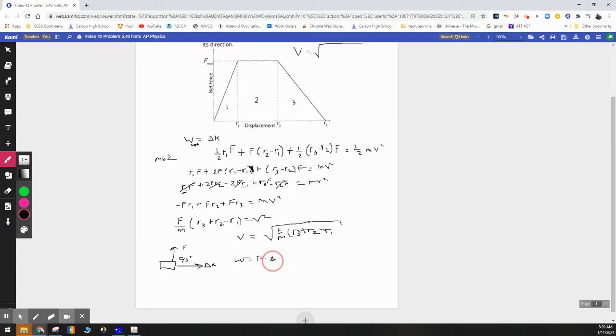times delta x times the cosine of 90 degrees. Now, cosine of 90 is 0. So there's 0 joules of work being done whenever force and displacement are perpendicular. See, some people miss that.